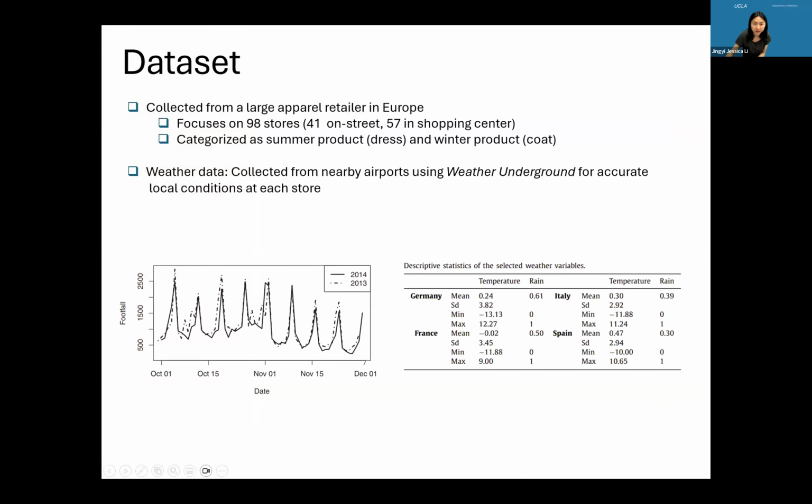Can you go full screen? All right. Yeah, okay, great. So yeah, I'll just continue from this slide.